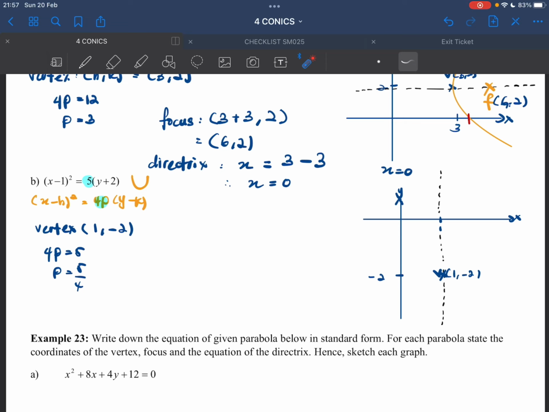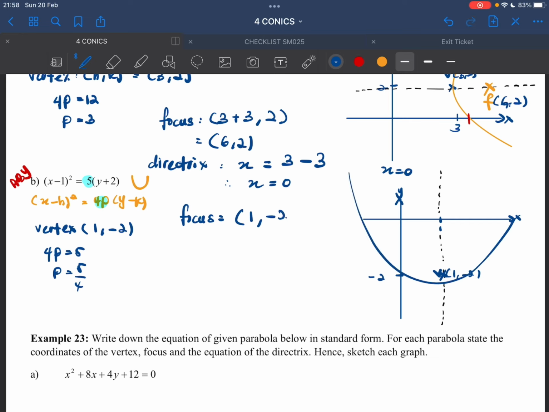The focus is inside the parabola, so maybe here or maybe here. So let's find that. The shape here is above or below, in this case it is above. So here is case A, B, Y, that means y will change. Just leave your x coordinate as it is, which is 1, and y will change. Take the coordinate of y, negative 2 here.